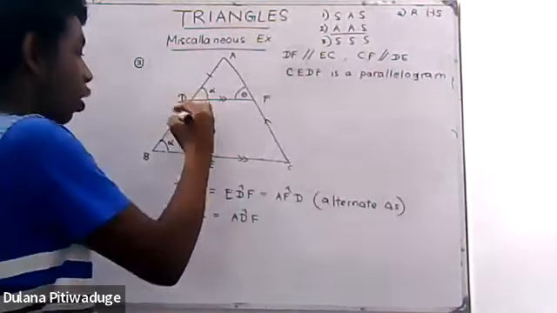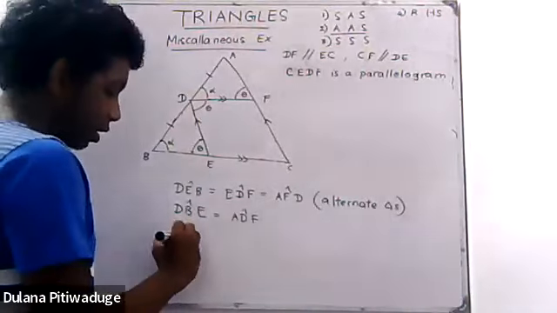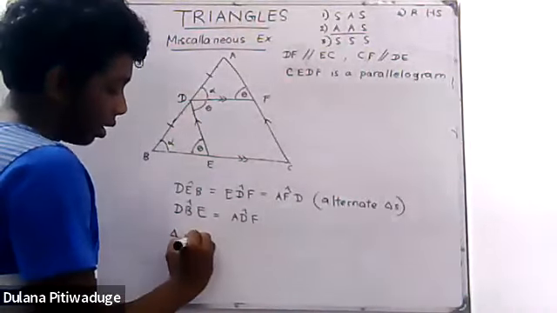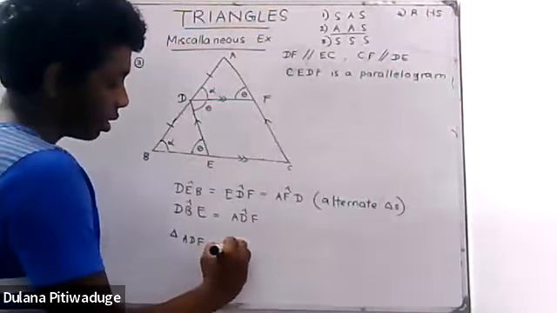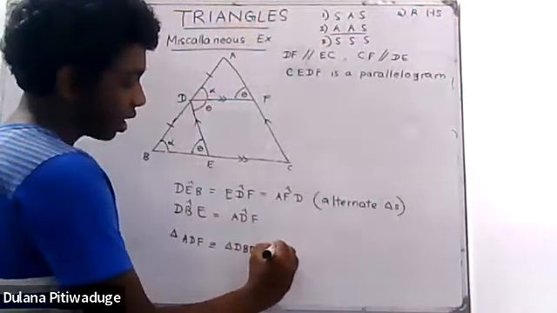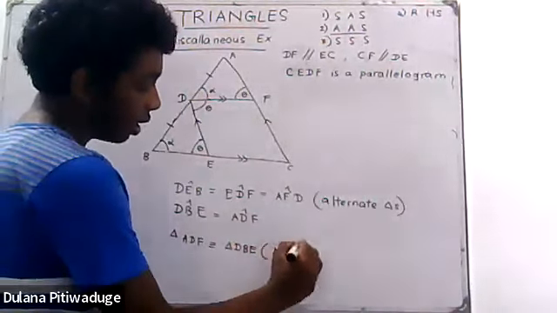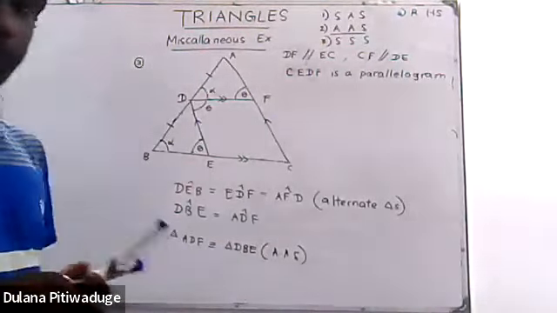Now two angles and the corresponding side are equal. So the triangle ABF is congruent with triangle DBE by the case of AAS. Two angles and a corresponding side are equal.